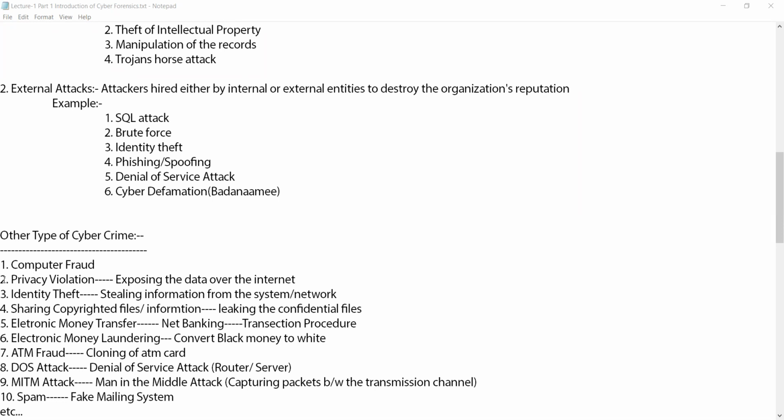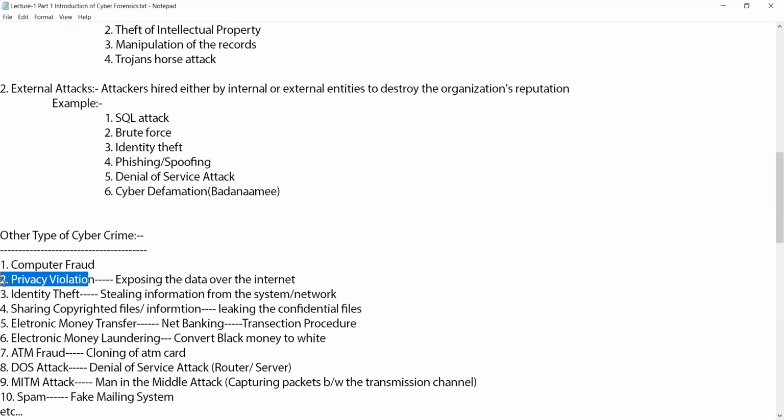Okay, sir. Thank you. So I was telling you what is privacy violation. Privacy violation is basically related to exposing data over the internet. Suppose that sometimes cyber criminals hack different systems and different types of mobile phones of different users, and once they get different types of media files from there, they expose those files without permission to the internet. So this is a type of crime related to privacy violation.